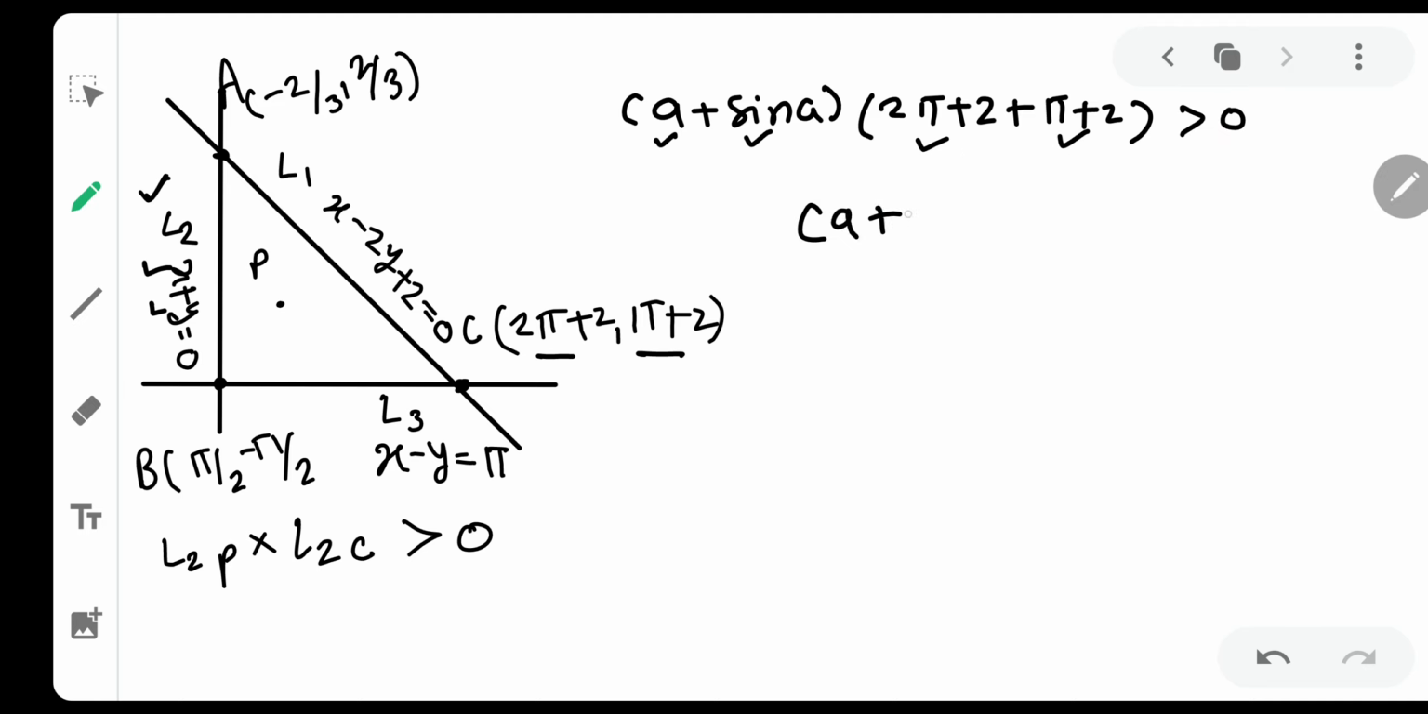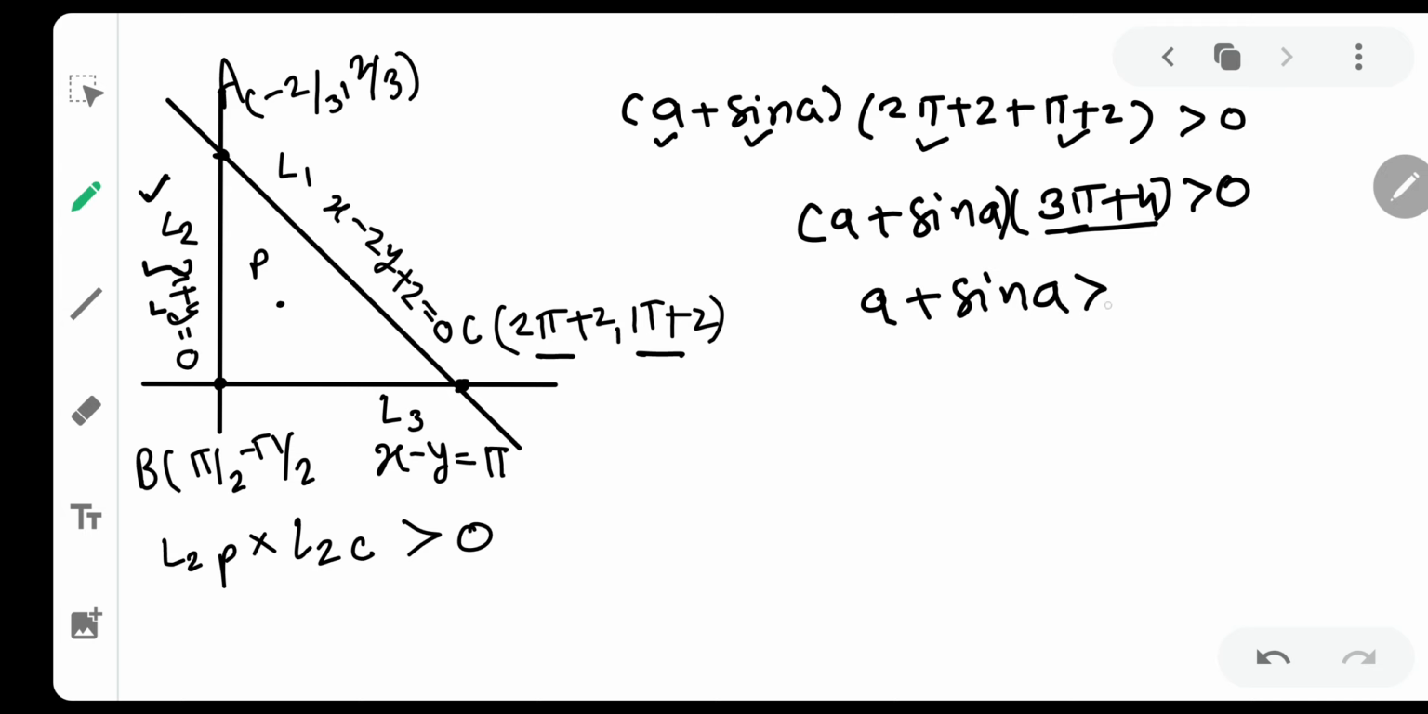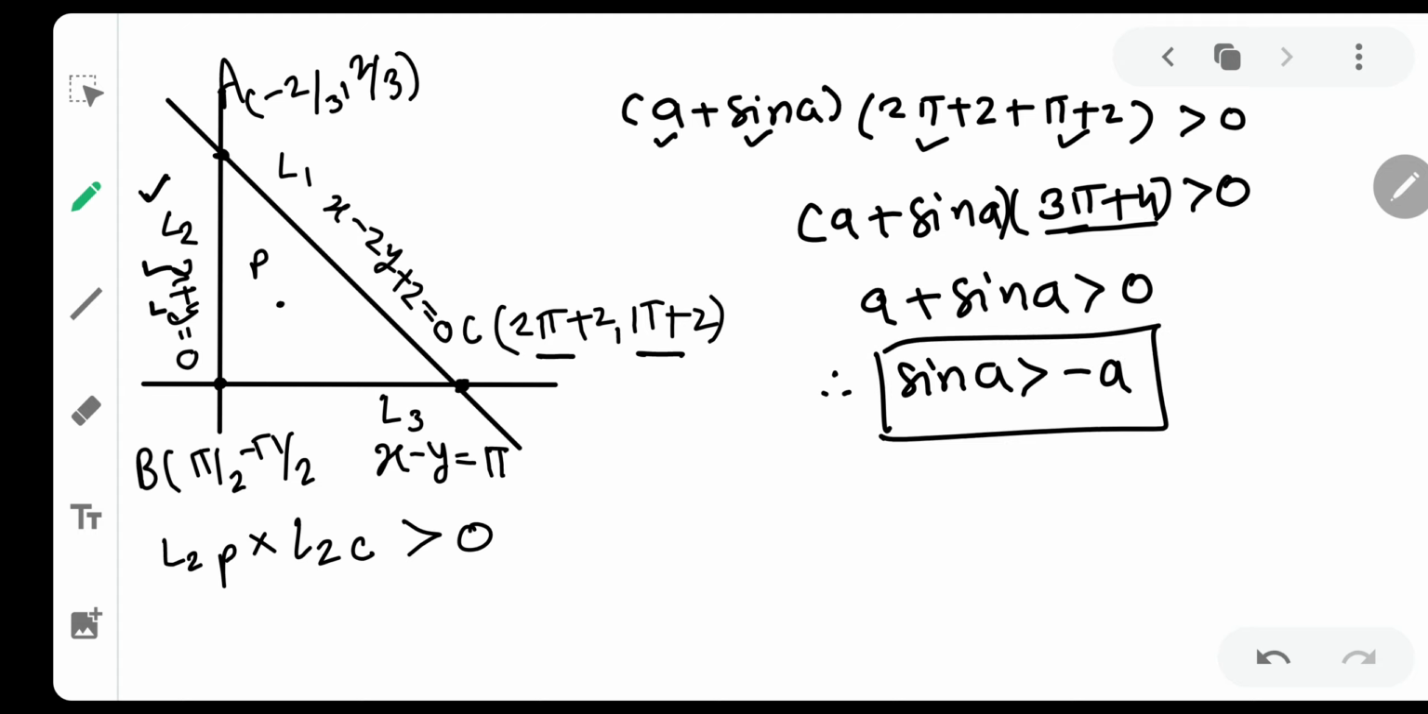Very well. So A plus sin A, and this will be 2 pi plus pi, 3 pi plus 4, greater than 0. As you all know, pi is a positive number, 3 pi is a positive number, so 3 pi plus 4 is a positive number. It means that A plus sin A has to be greater than 0. That does mean that sin A has to be greater than minus A. So this inequality you will have to solve.